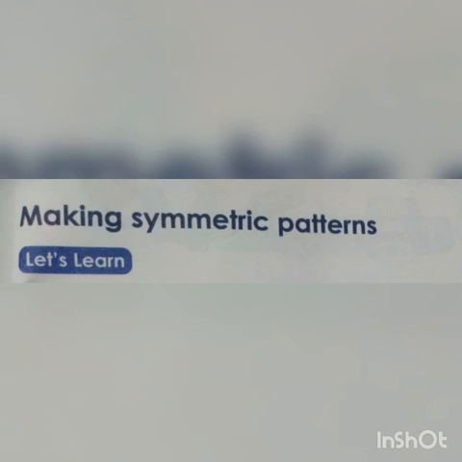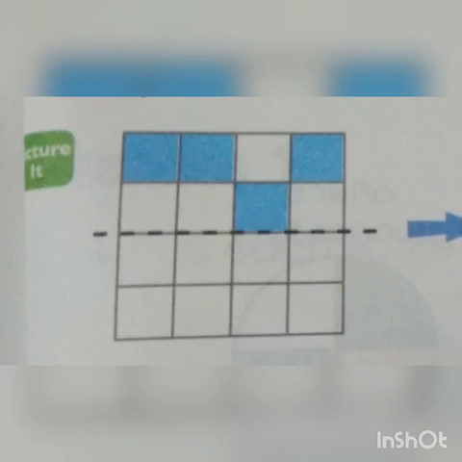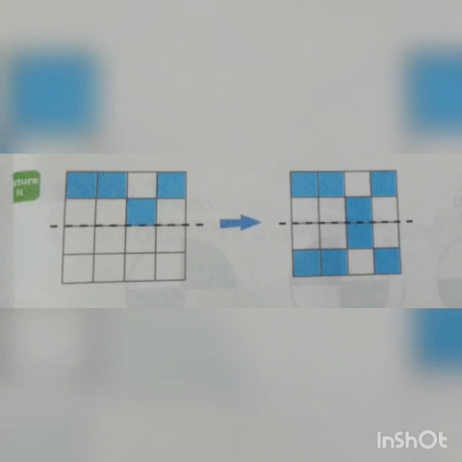Making symmetric patterns. The figure on the left shows half of a symmetric pattern. We can shade the squares on the other half of the grid to form a symmetric pattern. You have to shade the half part. What is given here? Half of the symmetric pattern is given. Just as given, you have to draw the other half of the symmetric pattern below the dotted line as it is given in the first half.